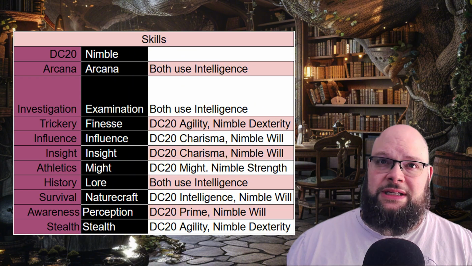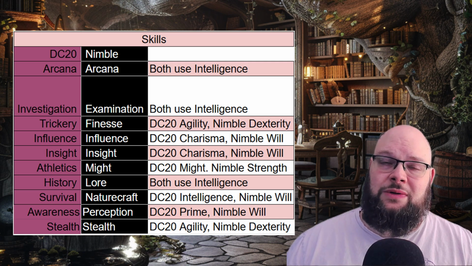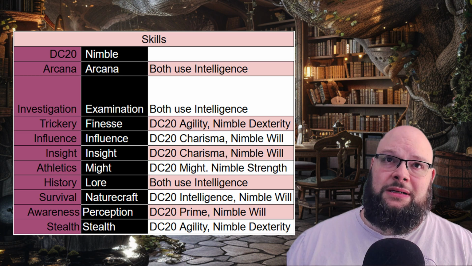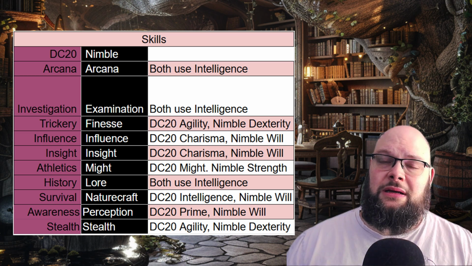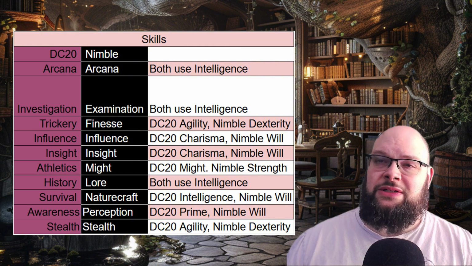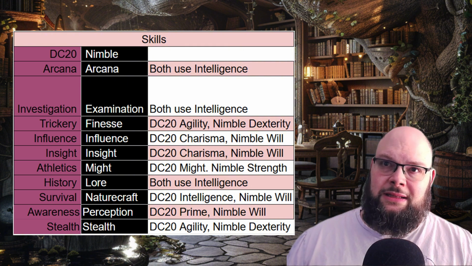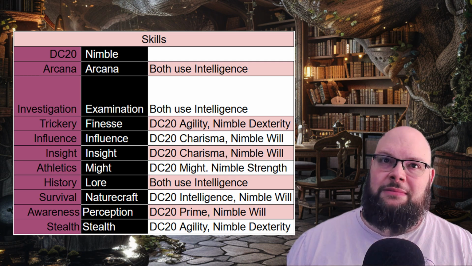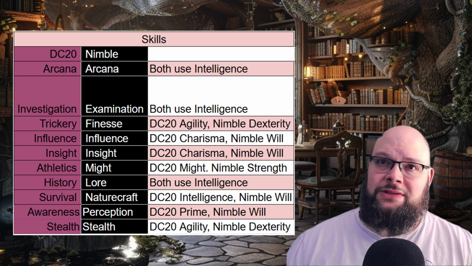Nimble uses a skill called Lore, DC20 History. Nimble uses Naturecraft, and DC20 uses Survival. Nimble uses Perception. DC20 uses Awareness. Oh, I want to back up one. Naturecraft in Nimble uses Will, which, as we saw in the previous slide, lined up with Charisma from DC20. In DC20, Survival uses Intelligence, so this is kind of a split.